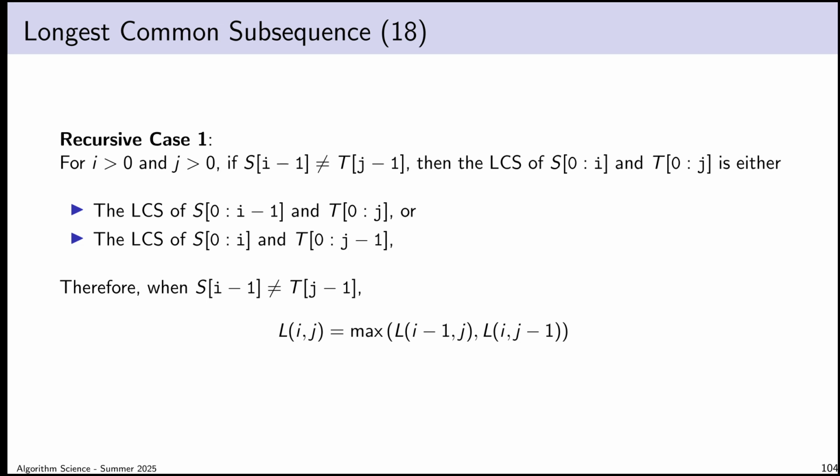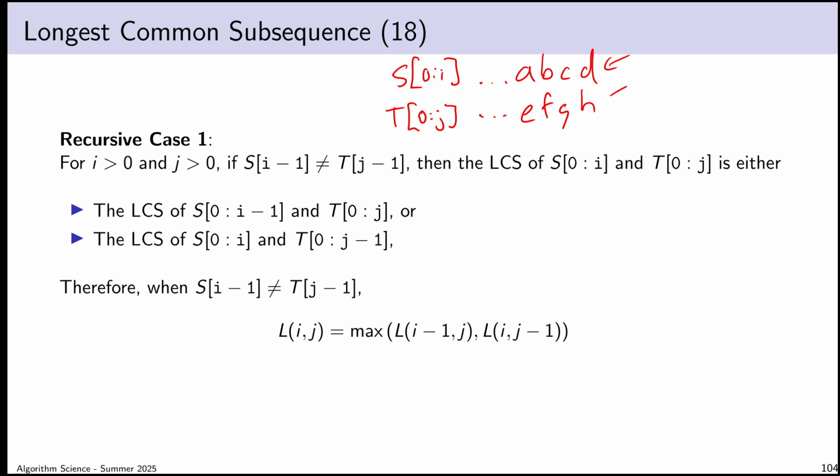My recursive case is a bit more complicated. I'm going to break it into two pieces. I guess you can think of it working like this. Suppose I have two strings, and let's say they run off into the distance here. I've got A, B, C, D, and then down here I have E, F, G, H. So I have two strings: this is S up to index I, and this is T up to index J. And one string ends in D and one string ends in H.